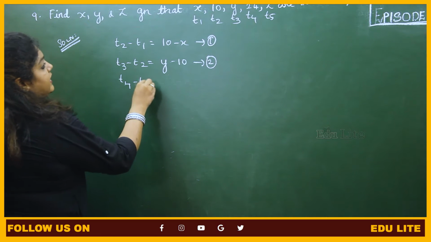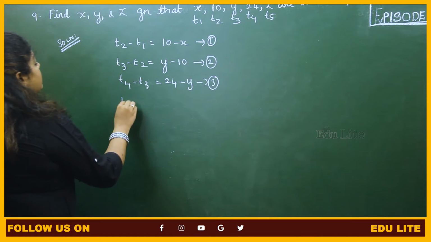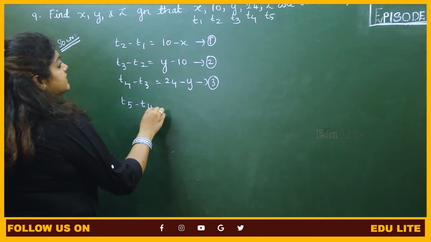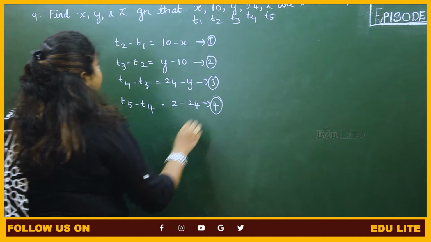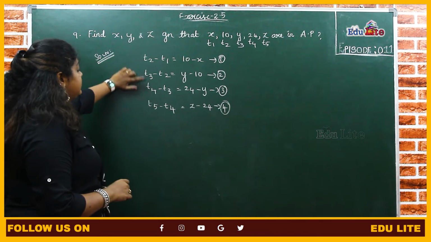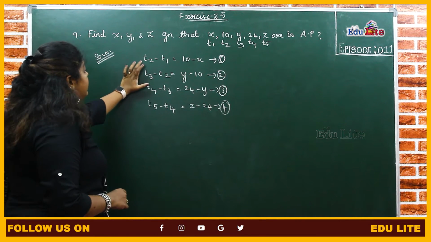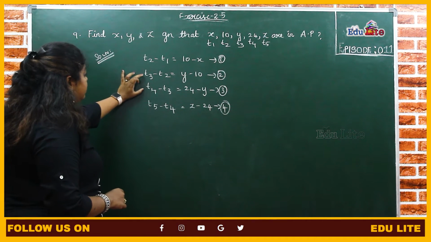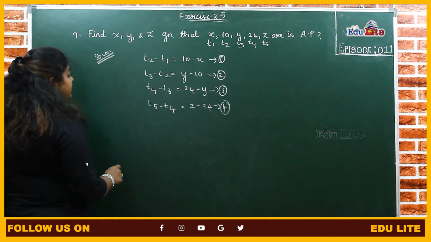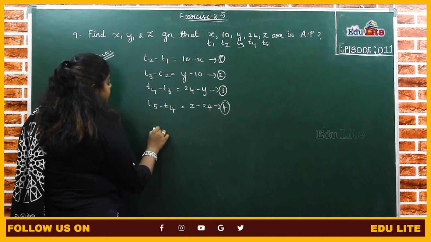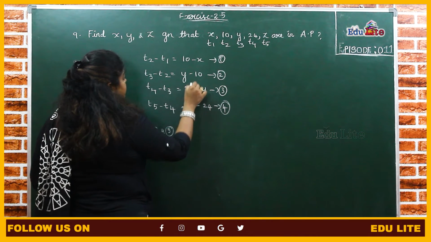T4 minus T3 is 24 minus y. I will consider this as the third equation. T5 minus T4 is z minus 24. I will consider this as equation 4. But according to the AP, all these are equal by the constant common difference d. If you see in this problem, in equations 2 and 3 we have the same variable y. So we will directly equate the second equation and the third equation.